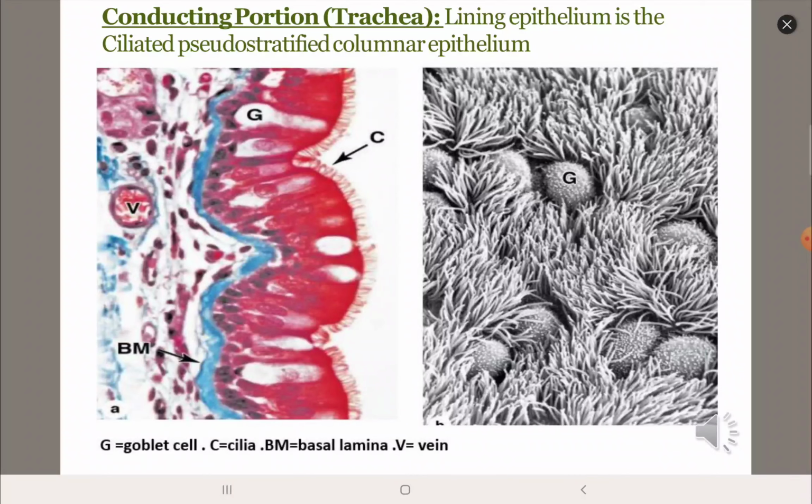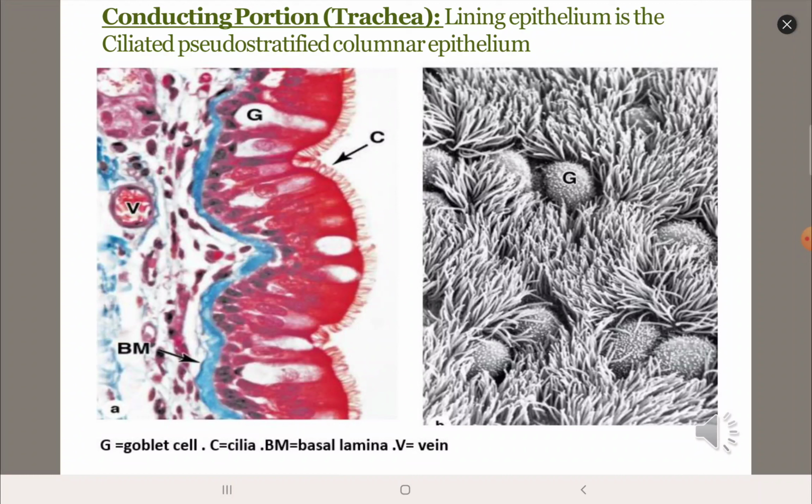While on the right side, you can see an electron microscope photo of the surface epithelium lining the trachea, which is the characteristic respiratory epithelium. You can see the large number of cilia. In between those cells are the goblet cells, which don't have cilia. So these are scattered between the ciliated columnar cells.